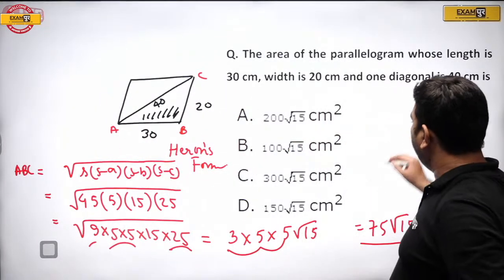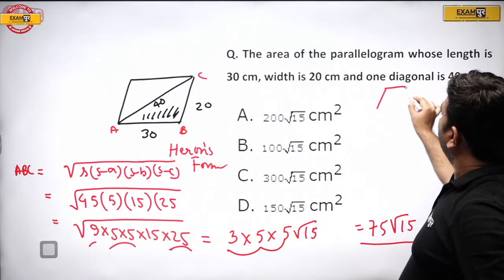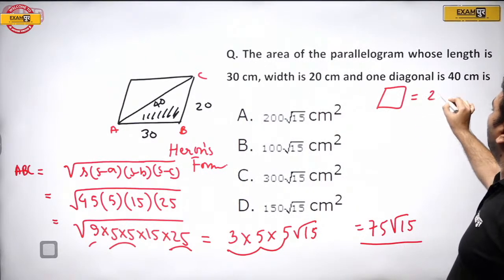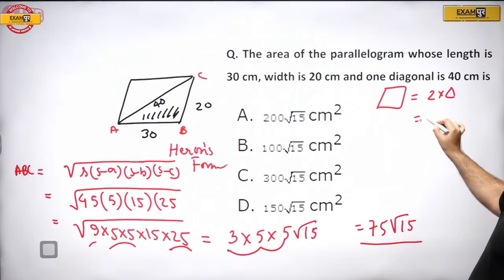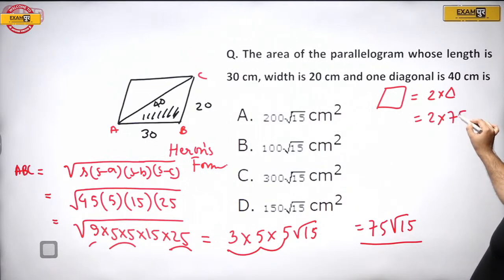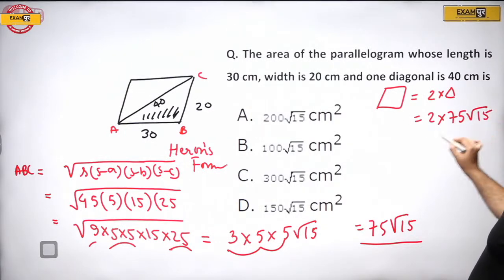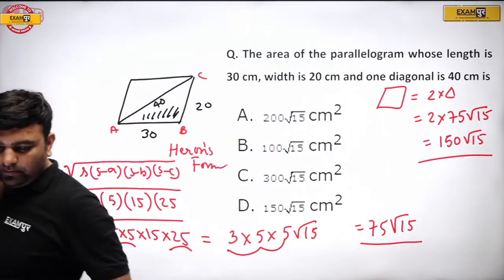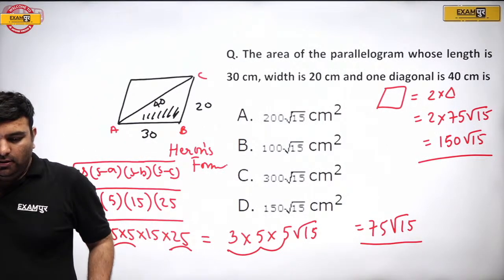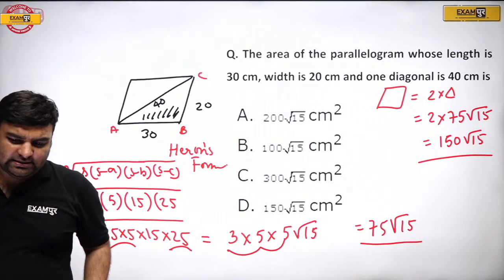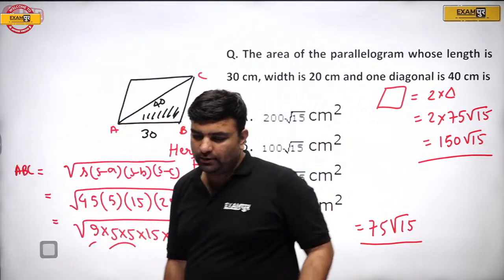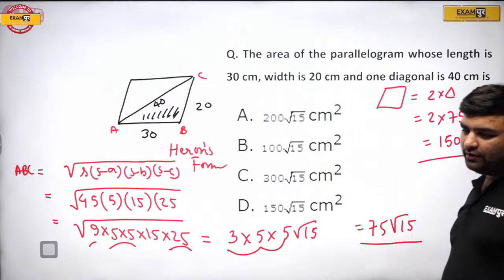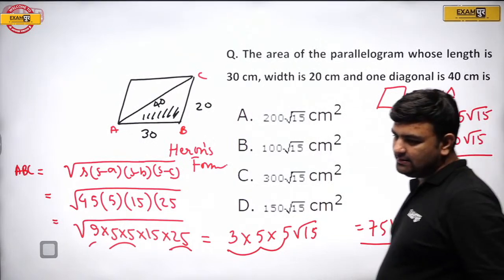So for the parallelogram, it's double of it. 150 root 15. Clear? Clarity, guys? Conceptual clarity?